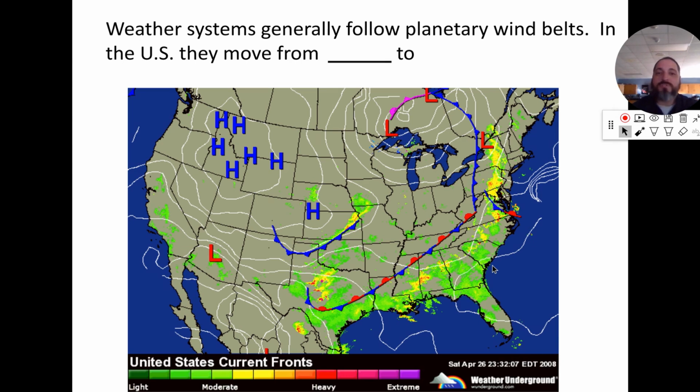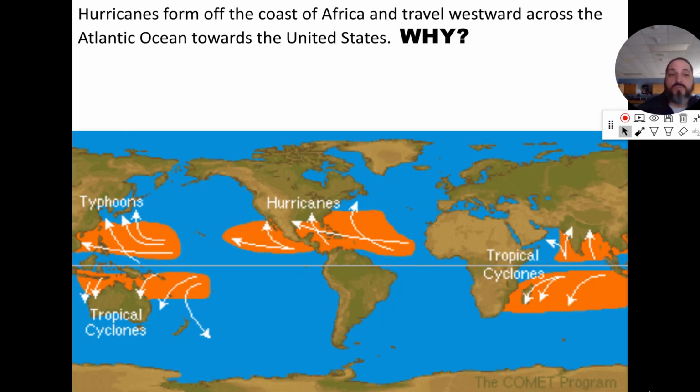So weather systems generally follow these planetary wind belts. In the US, they move from the southwest to the northeast. So typically our weather is going to be moving from here in the southwest, Arizona, Southern California, Nevada, Utah, all the way up to here where we are in New York State. So these planetary winds are going to move major storm systems like hurricanes.